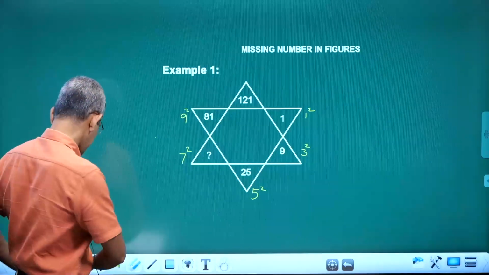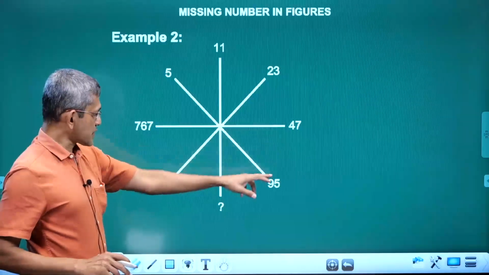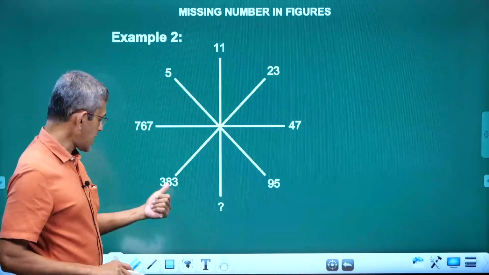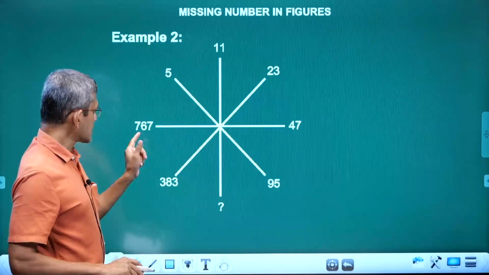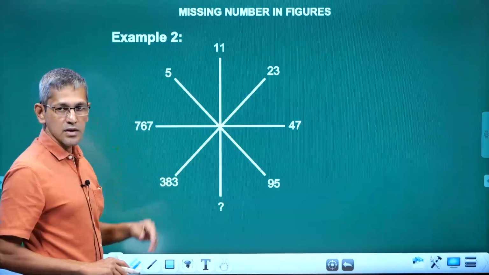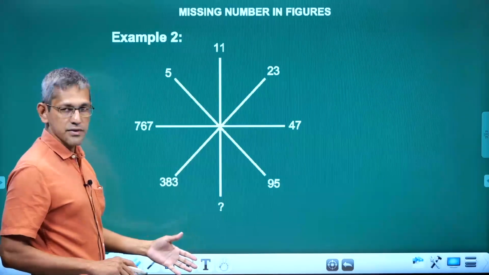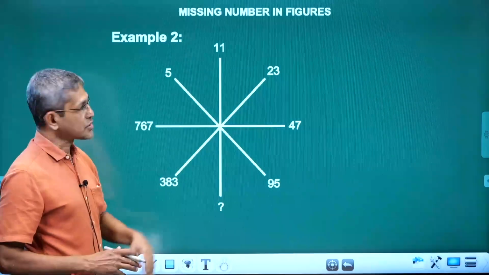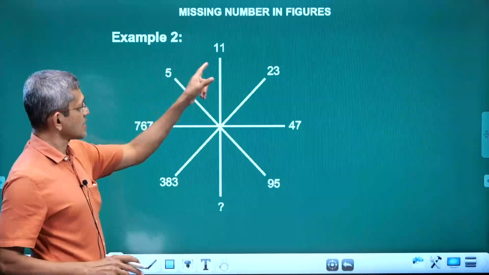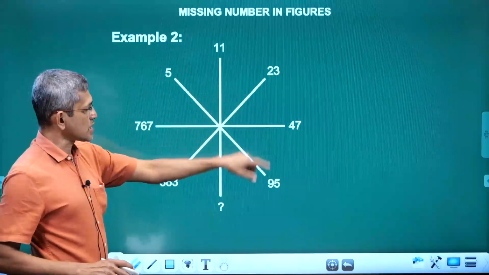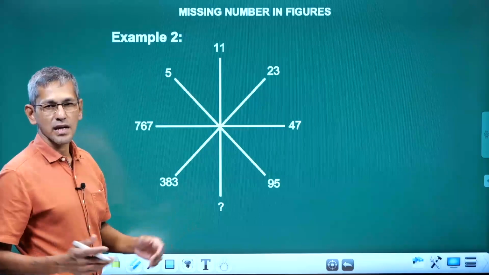Simple. Next one. Well, 5, 11, 23, 47, 95, something missing. We have 383, 767. It goes like that. Of course, the answer choices are not given here because it's just examples. So take a look at what exactly is here. 5 and 11, 11 and 23, 23 and 47. What is the connection?